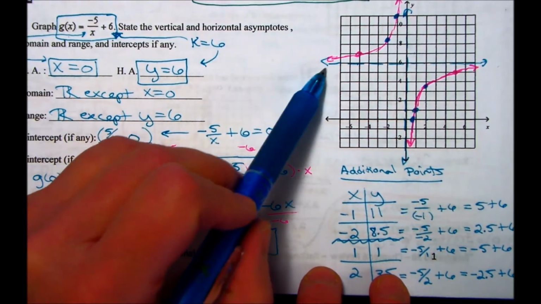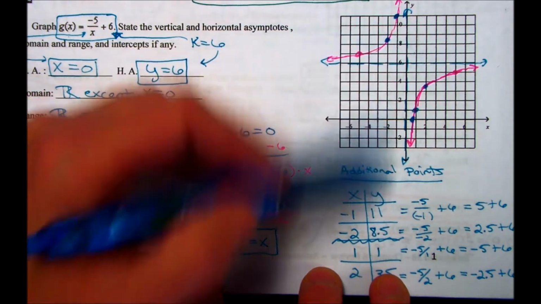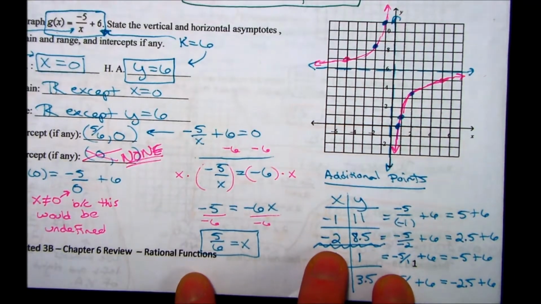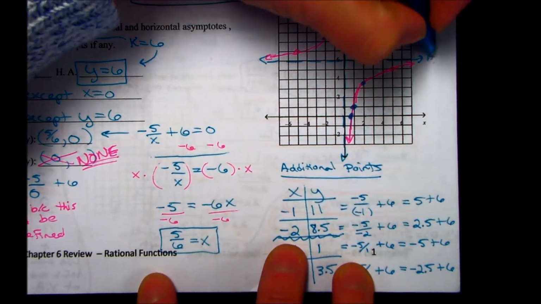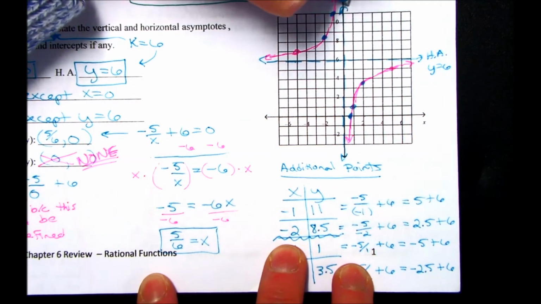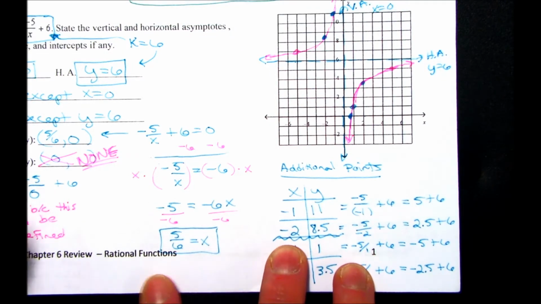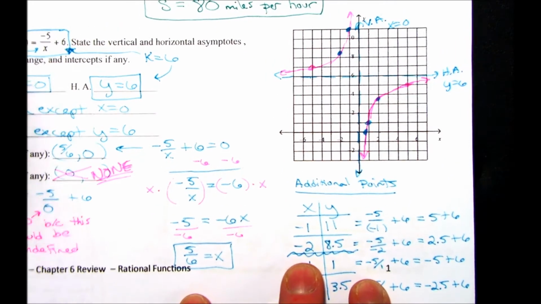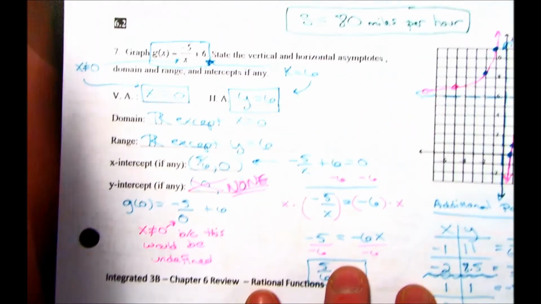So that's where we get our horizontal line and our vertical line. So this is, again, our horizontal asymptote at y equals 6. This is our vertical asymptote at x equals 0. All right, so how do we get these other points? One step at a time.